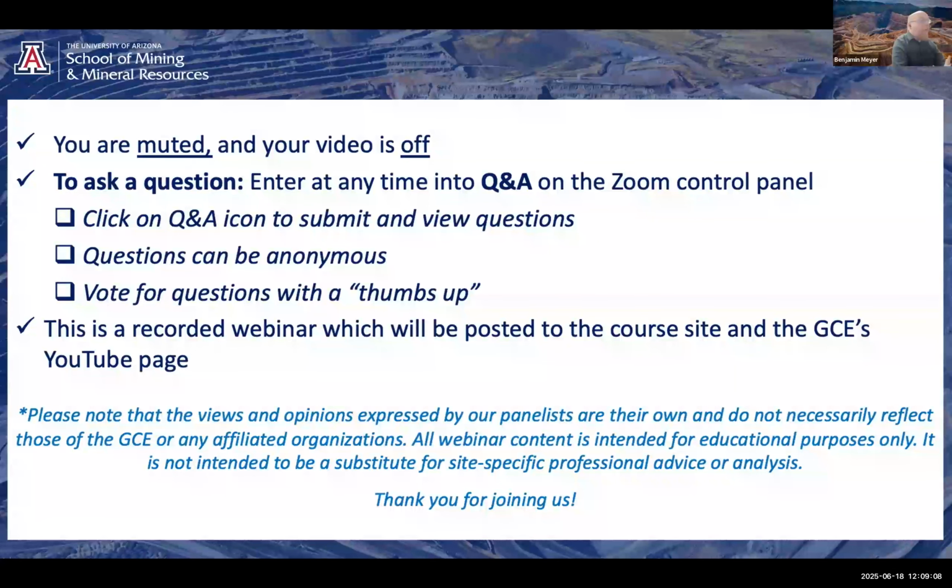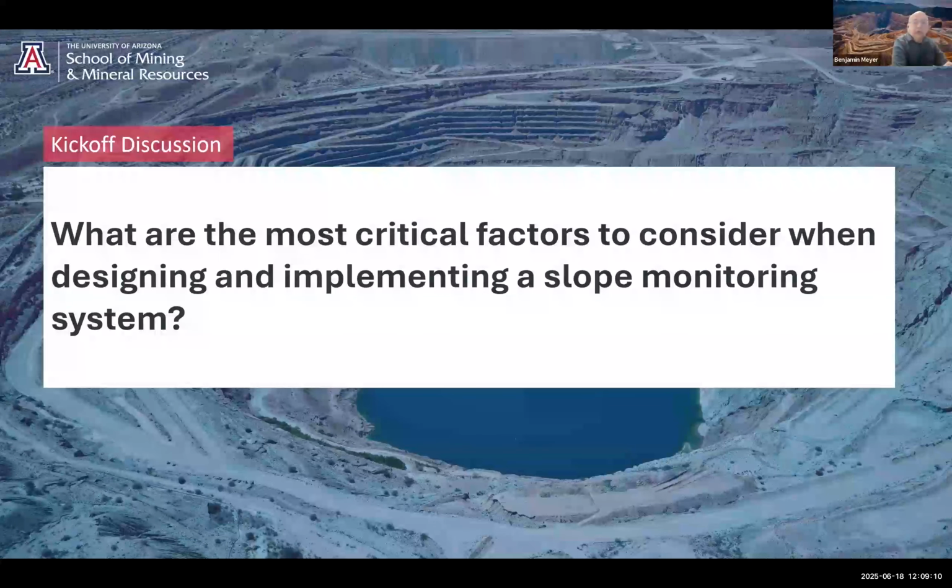And first off, what do you think are the most critical factors to consider when designing and implementing a slope monitoring system? And this is open to the entire panel. I'll ask anyone who wants to just jump right in.